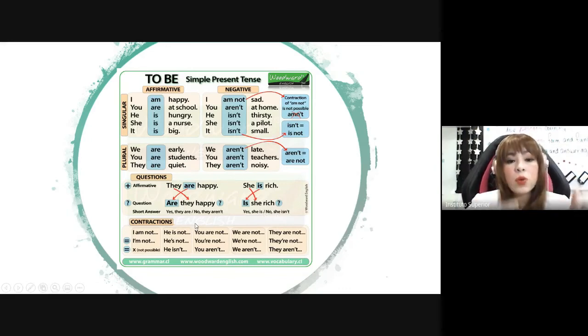Remember that we have contractions. Why do we use contractions? To sound more fluent. Okay? We use contractions to sound more natural because in a normal English environment, American people, English people, English speaking persons, they use contraction forms. So if you use contraction forms, you sound more natural. I'm not, he's not, he isn't, you are not, you're not, you aren't, we are not, we're not, we aren't, they are not, they're not, they aren't. Remember, for the rest of the pronouns, excluding I, the combination with the verb to be has two forms of contractions. You can contract be with the pronoun, or you can contract the verb to be with the negative.